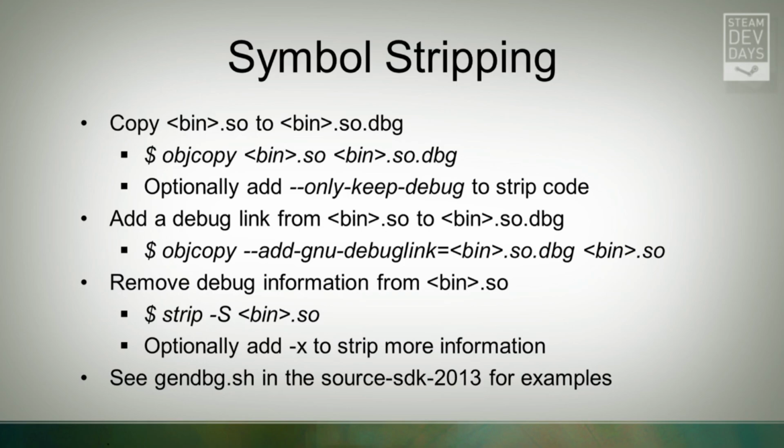And the mechanics of this are pretty straightforward. They're actually easier to write shell scripts for than to explain, but I'm going to explain anyway. The compiler and linker build this .so file, and then we copy it to the dbg file, so we've got two copies of the entire large file. You can also add the --only-keep-debug option to the objcopy command, and that will strip the machine code from the dbg file. Some people do that, lots of people do that. We don't.